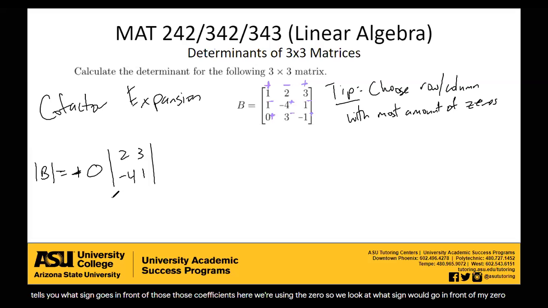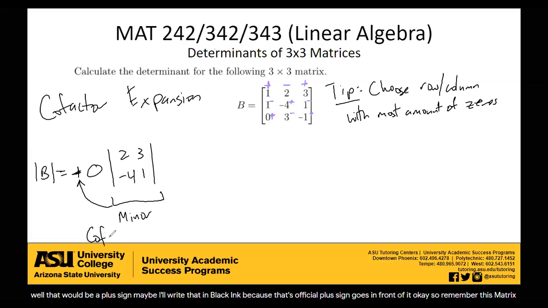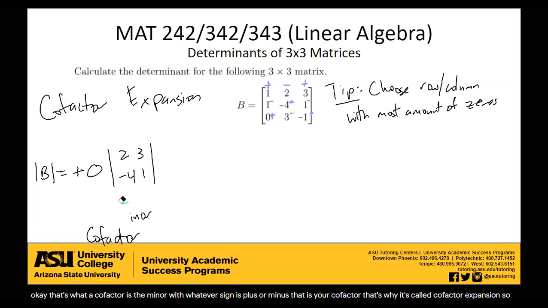Remember, this matrix here is called the minor. And if we were to include the sign that we chose, not including the 0, but including the sign, that is what we would call a cofactor. So the cofactor is the minor, the determinant of the minor matrix, with its plus or minus sign. That's what a cofactor is: the minor with whatever sign, plus or minus. That's why it's called cofactor expansion. So this is our first cofactor. There are 2 more cofactors that we're going to need to calculate.